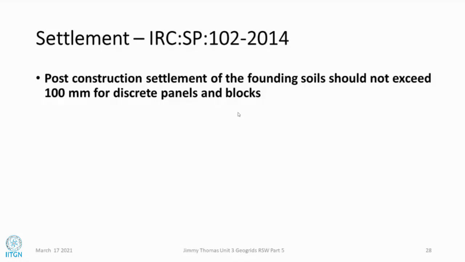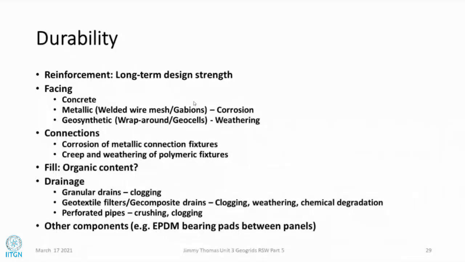Then another important aspect is durability, because we have seen safety is the first, then we have looked at serviceability, then durability. So here we have to look at the various components. First, the reinforcement: we are designing on the basis of long-term design strength. We look at the environment and the design life, and accordingly apply a reduction factor for durability, so that we know the reinforcement will perform for the entire design life. So this part we are taking care of in the design.